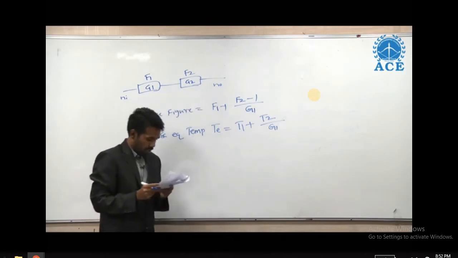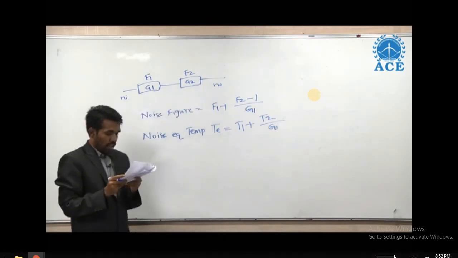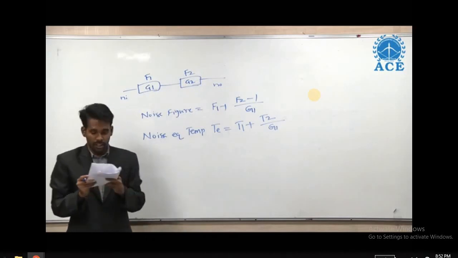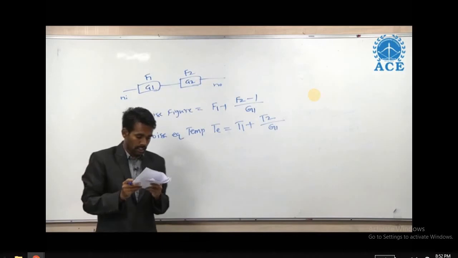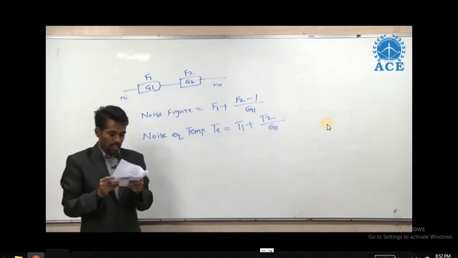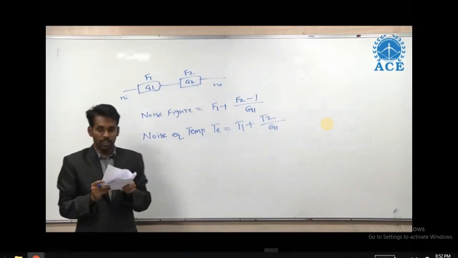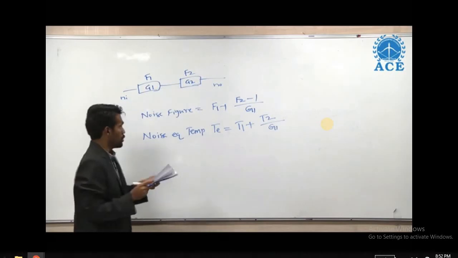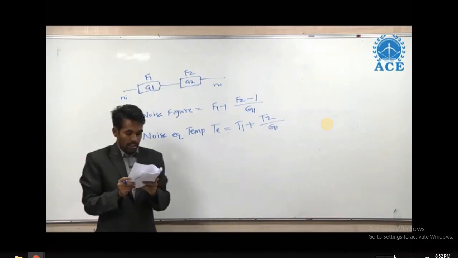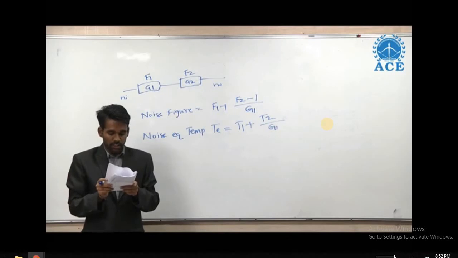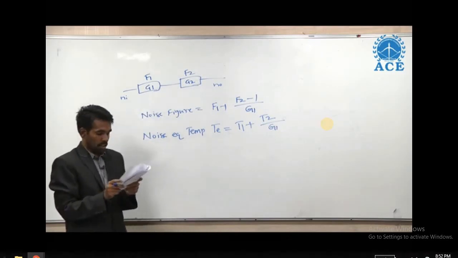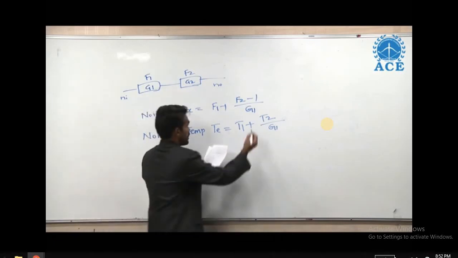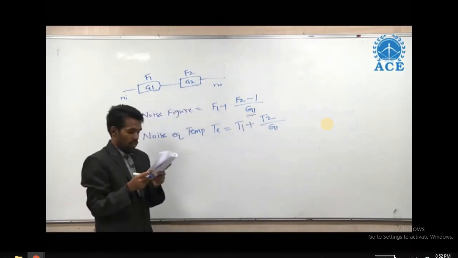So from the options, overall noise factor F equal to F1 plus F2 minus 1 by G1. So this is correct. First one is correct. Overall noise equivalent temperature T equal to T1 plus T2 by G2. So this is wrong. Third one, overall noise factor F equal to F1 plus F2 minus 1 by G2. So this is also wrong. Here G1 is there.